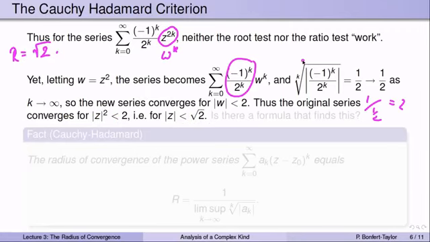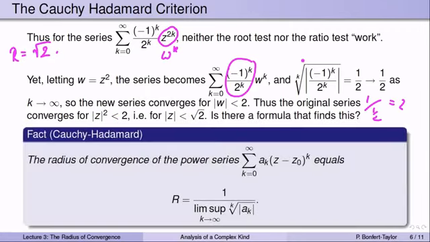But neither of my two formulas worked. There's another formula that would find this radius. And there is. It's called the Cauchy-Hadamard formula. The radius of convergence of the power series sum a_k (z - z_0)^k equals 1 over the lim sup of the kth root of the absolute value of a_k. And this formula always works. There's no "if this exists." The lim sup always exists. And this always gives you the radius of convergence.